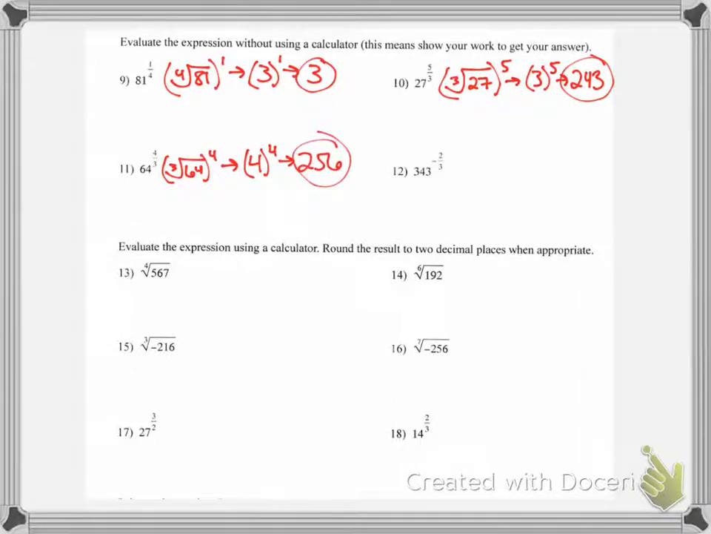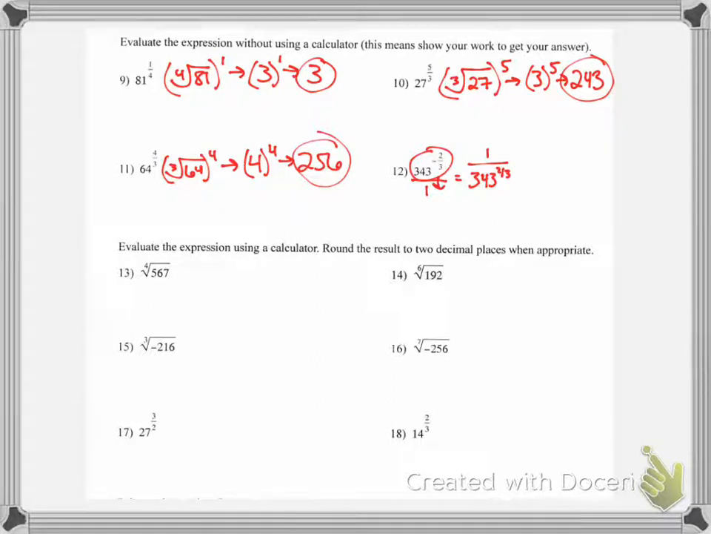Now the last one here, this is going to use a little bit of exponential properties that we talked about within the last couple of days in class. This is a negative exponent. Before I rewrite this, I need to do one quick little thing. Anytime you have something with a negative exponent, remember, it has to change sides around a fraction. So what I'm going to do is rewrite this as 1 over 343 to the positive 2/3.